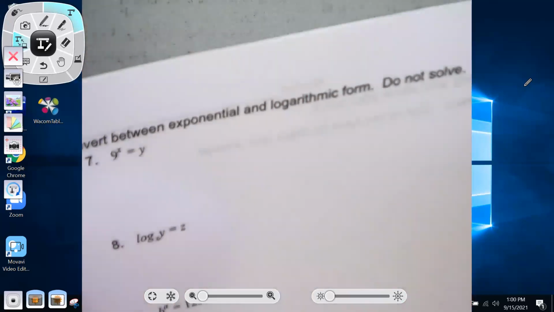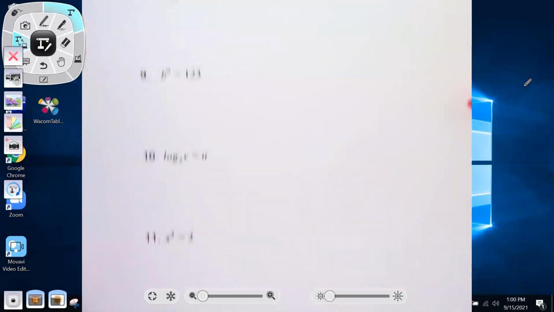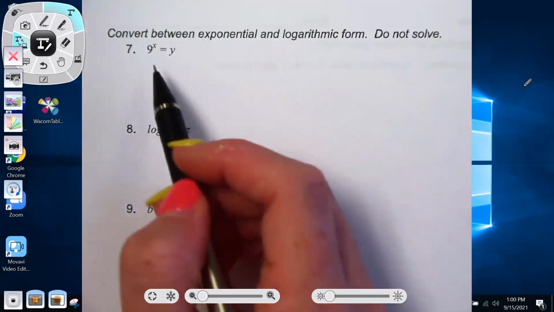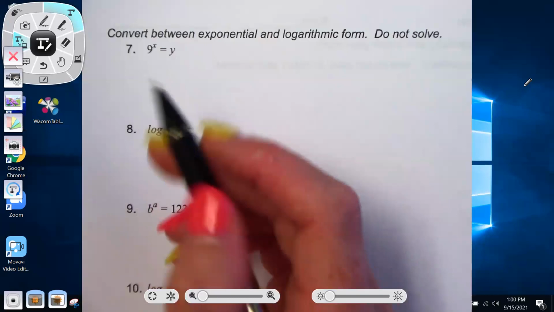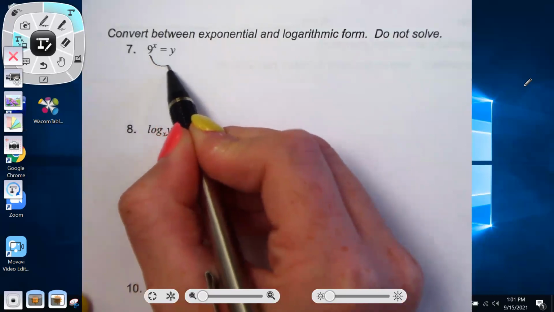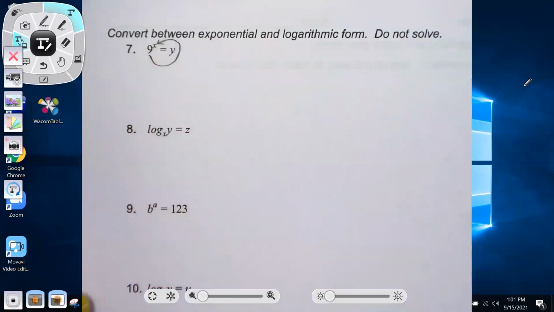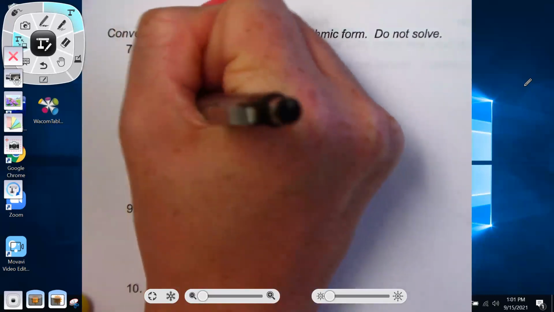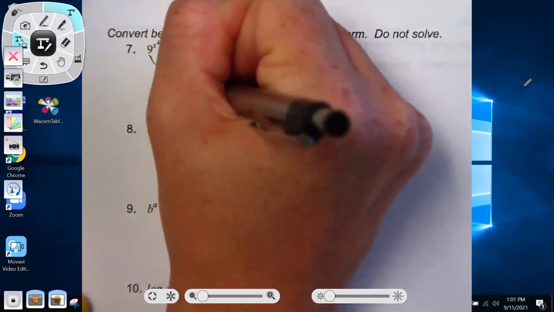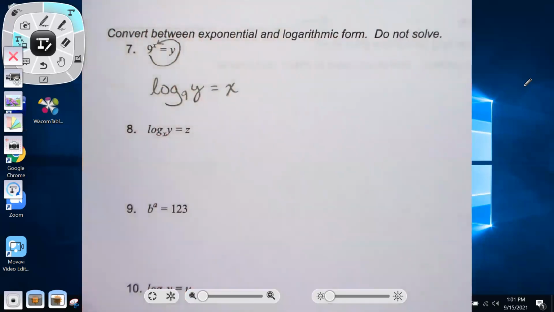All right. The next section, we're just converting between exponential and logarithmic form. We don't have to solve anything in this section. On number 7, we're starting in exponential form, so we need to change this to log form. We can use the loop trick by starting at the base, which is 9, and drawing a counterclockwise loop around to x. And since we are changing this to log form, the very first thing you have to write is log. And then you can follow your loop. So log base 9 of y equals x.